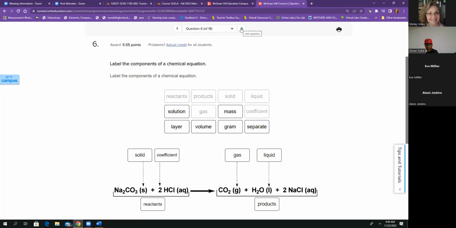Okay, this one, because I've been talking about these, you know, what each one means. That's the coefficient, that's the reactants, that's the products, that's your gas, and that's your liquid. So those are all pretty easy to get.